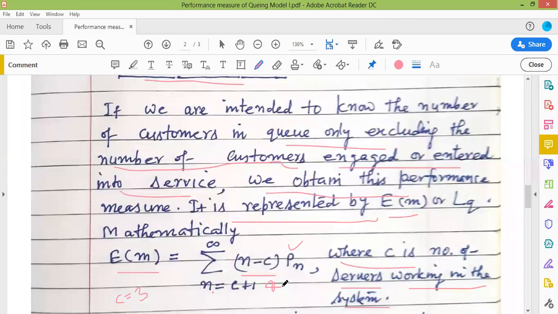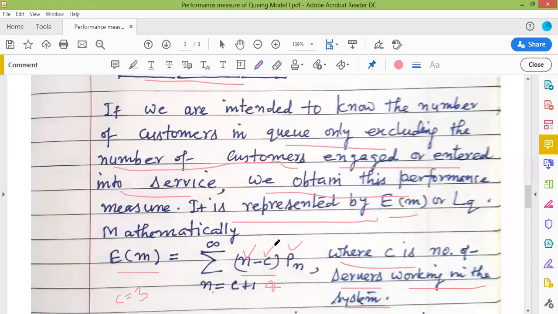Why is this happening in this way? Here is one question I am putting before you all. n is the number of customers, and c is the number of servers. Suppose 3 servers are working, 3 doctors are working in a system. So n minus c: n is the number of customers, c is the number of doctors or servers. How can we subtract c from n, because both are different things? What is the justification and interpretation of this subtraction?